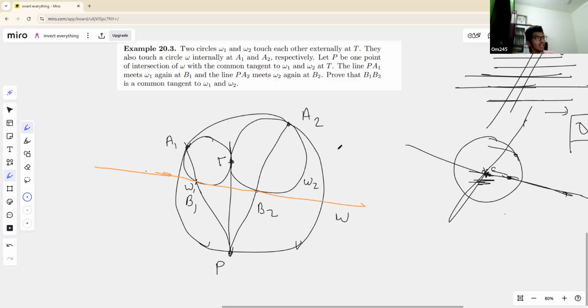So where do we go for it? This PT is one of the tangents to omega 1. Suppose you consider another tangent from P to this omega. Suppose this is X, and consider another tangent, this is Y. Then because we are considering tangents from one point, PT equals PX equals PY.